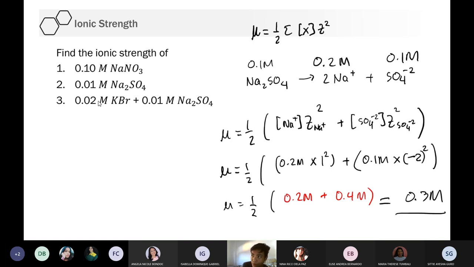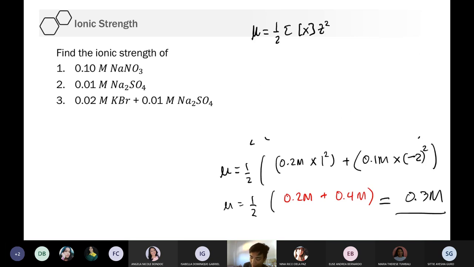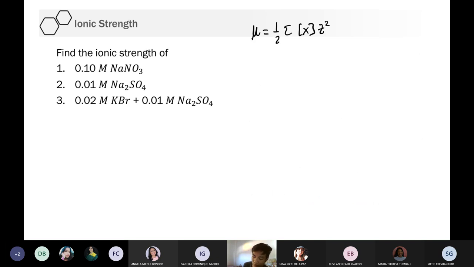Last one. We have 0.02 molar potassium bromide and 0.01 molar sodium sulfate. Okay. So, let's determine the ionic strengths. Okay, so we have 2 ions. Oh, sir, paano yan? Adi, ganun pa rin naman. Ganun pa rin. Same process. So, you have 0.02 molar potassium bromide. Siyempre, it will dissociate into potassium and bromide ions. What will be the molarity of potassium? 0.02 molar lang din kasi 1 is to 1 yung ratio nila. About the bromide ion, 0.02 molar din. Kasi 1 is to 1 yung coefficient nila.